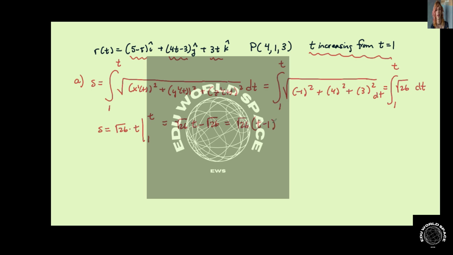Okay, so there we have s as a function of t, but we want to get t as a function of s. So we're going to then, remember all this equals s. So I'm going to take this and rearrange it. So I can do that by dividing both sides by root 26 and then adding 1. So t then is s over square root of 26 plus 1. Now I have time in terms of movement along my curve. So that's super cool.